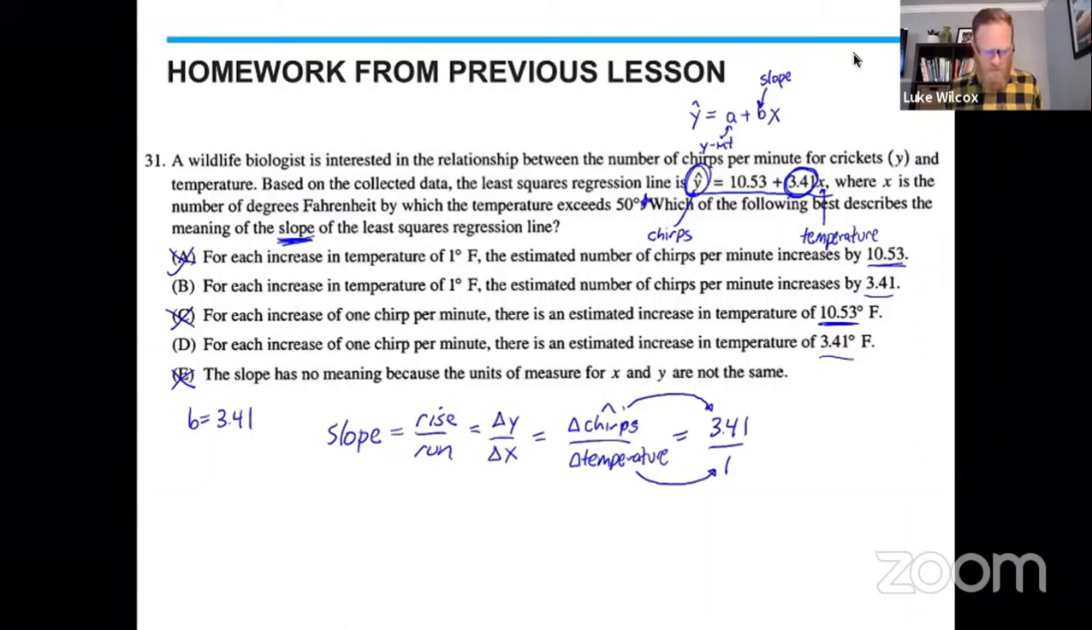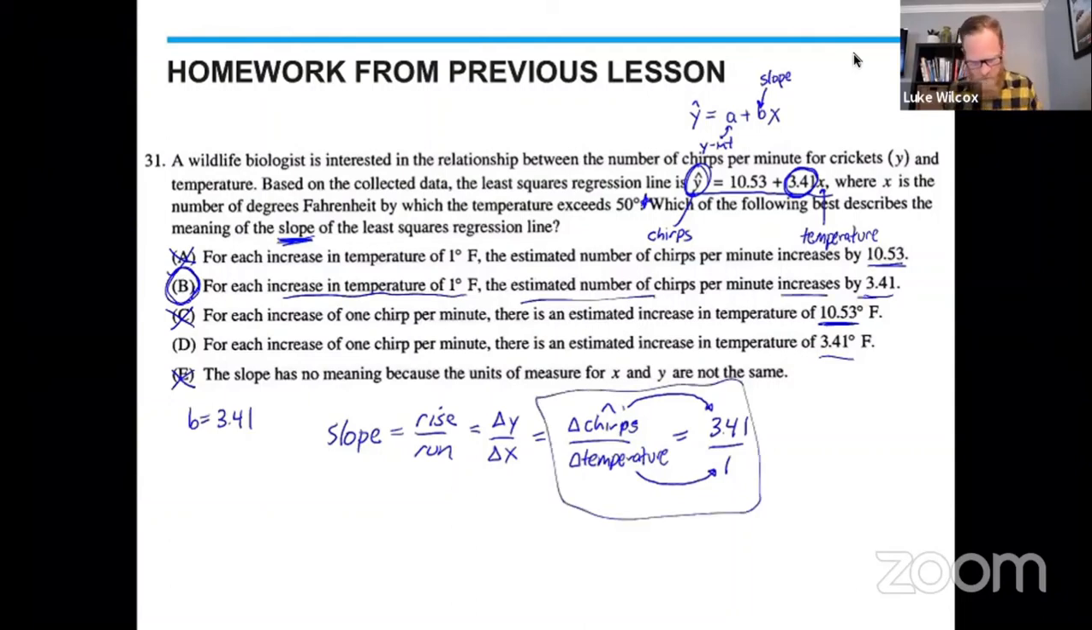So which of the two answer choices says that? Well, I think it's right here, answer choice B. For each increase in a temperature of 1 degree Fahrenheit, the estimated number of chirps increases by 3.41, which is exactly what this is saying right here. And if you look at answer choice D, for each increase of 1 chirp per minute, there's an estimated increase of temperature of 3.41. They've actually switched the x and the y. That's why this one here is incorrect. So we definitely say that answer choice B was the correct answer here. So I hope that you did all right on this one.